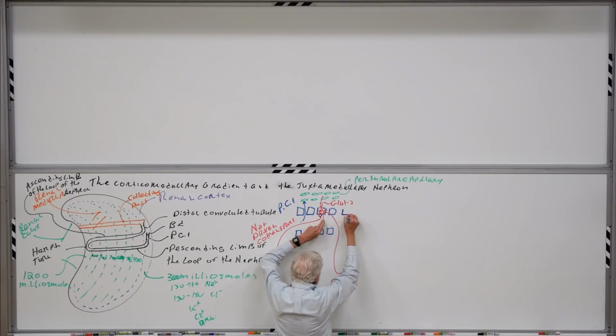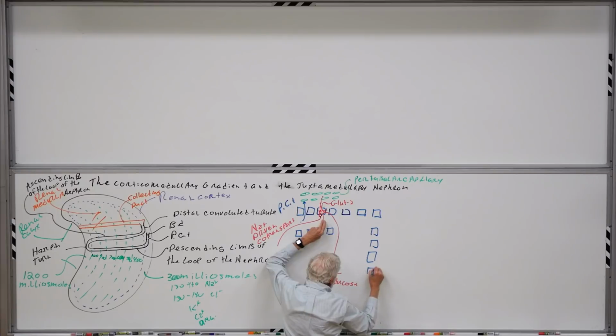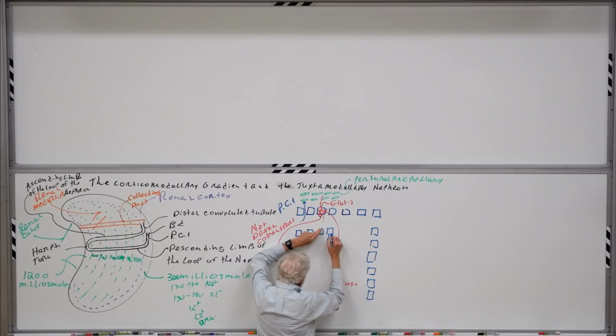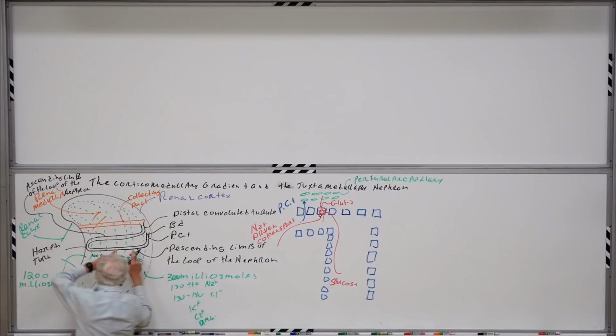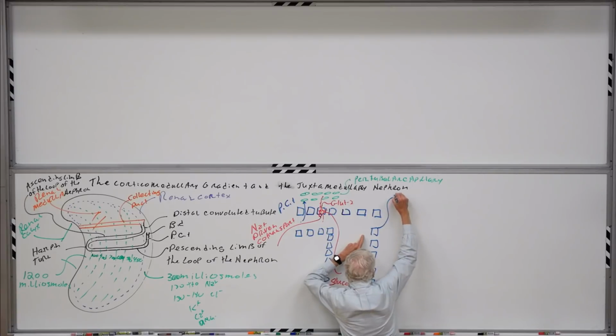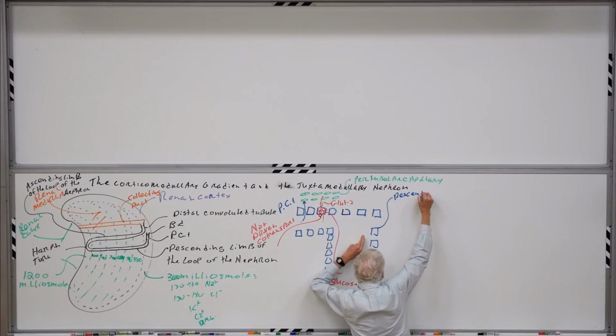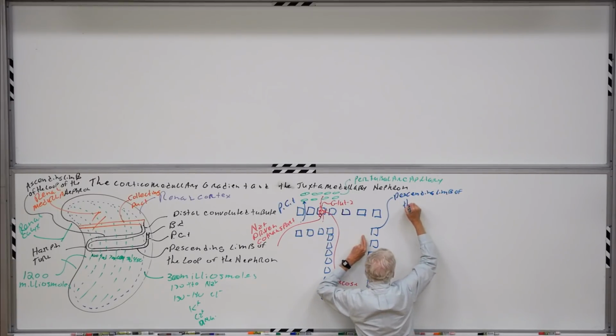What I want to emphasize now is how this proximal convoluted tubule extends into this tube lined with epithelial cells. This tube lined with epithelial cells that I'm trying to draw here represents this structure here. This tube is meant to be the descending limb of the loop of the nephron.